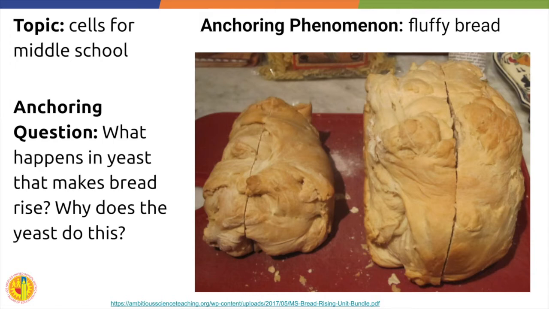So this serves as the anchoring phenomenon from which the students go through a notice and wondering sequence. The teacher doesn't give the anchoring question from the beginning. The teacher listens to the noticings and the wonderings of the students and helps to coalesce these down to the central anchoring question based on the anchoring phenomenon. After that, students are given the opportunity to write down their initial thinking. We call this the initial model.